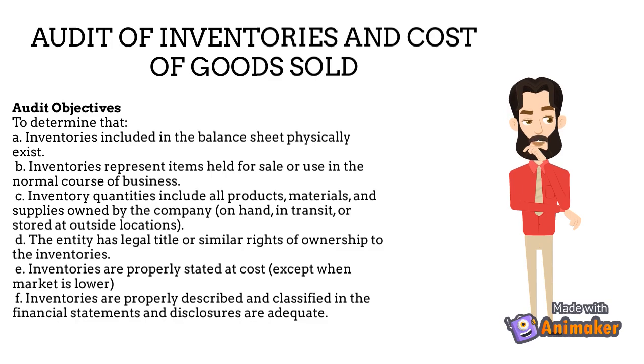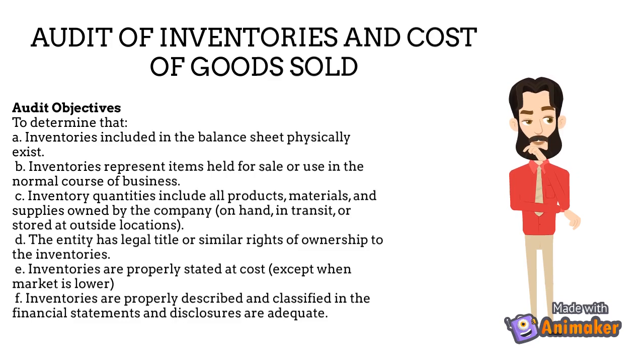A. Existence. Inventories included in the balance sheet physically exist. B. Inventories represent items held for sale or use in the normal course of business. C. Rights and obligations. Inventory quantities include all products, materials, and supplies owned by the company, on hand, in transit, or stored at outside locations. D. The entity has legal title or similar rights of ownership to the inventories.